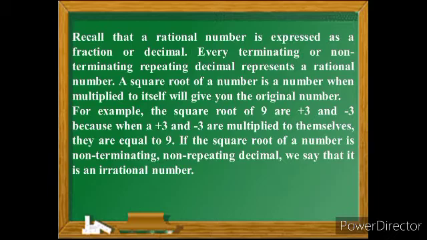So let us emphasize this. If you are going to multiply positive 3 by positive 3, the answer would be positive 9 because they have the same sign. And for negative 3 times negative 3, the answer is also positive 9 because the signs are the same. They are both negative. So the square root of 9 could be positive 3 or negative 3. If the square root of a number is a non-terminating, non-repeating decimal, we say that it is an irrational number.